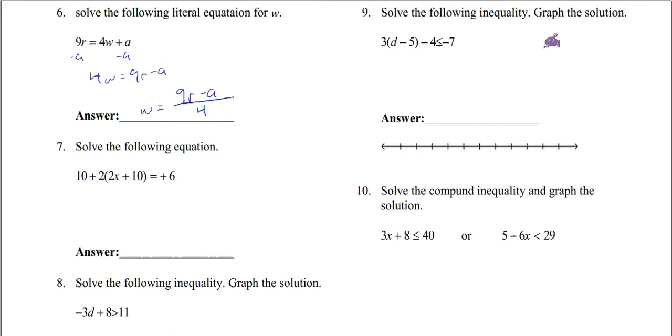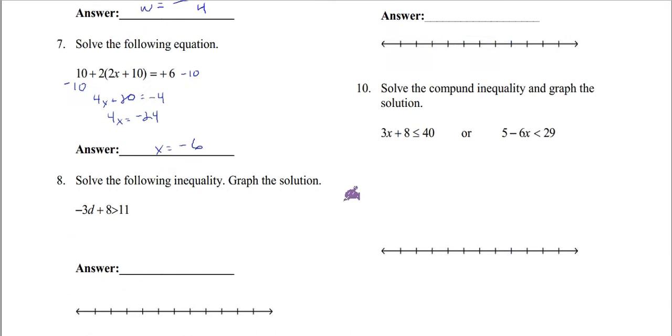Now number 7. We're going to solve the following equation. This one's a little bit better than number 5. We're just going to distribute here, and at the same time that I distribute, I'm going to subtract 10 from both sides. I'm going to get 4x plus 20 equals negative 4. I'm going to subtract 20 from both sides, so 4x is going to equal negative 24. Divide by 4 on both sides, and x is equal to negative 6.